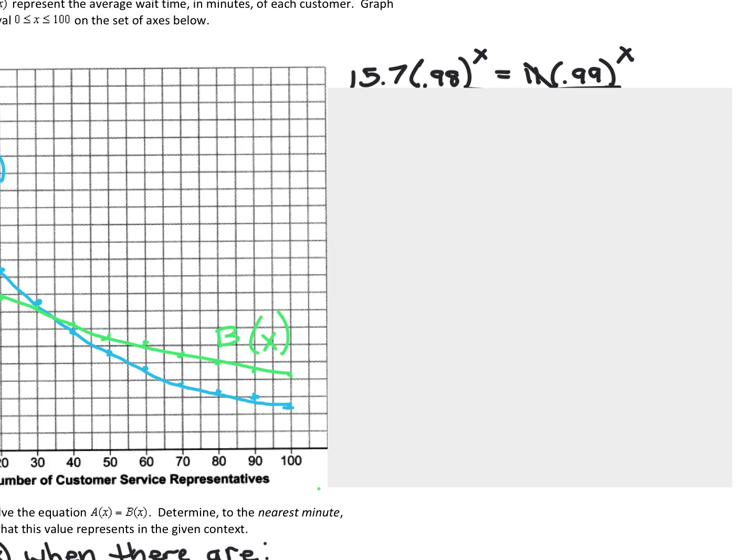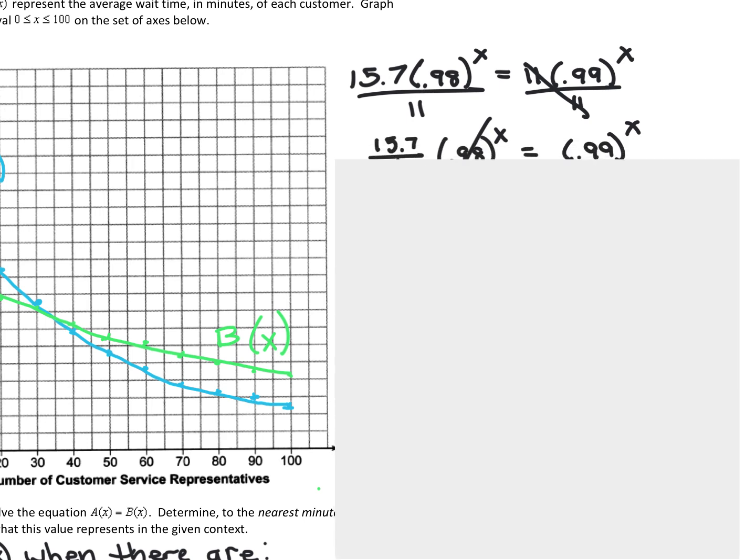For those of you that prefer to do it algebraically, I just said A of x equal to B of x. And then I decided to divide. You could divide by either 15.7 or 11. That's up to you. If you don't like to do it algebraically, you can just ignore this part. Right? I decided to divide by 11, leaving me with 15.7 over 11 times this equals, and then those cancel, so 0.99 to the x power.